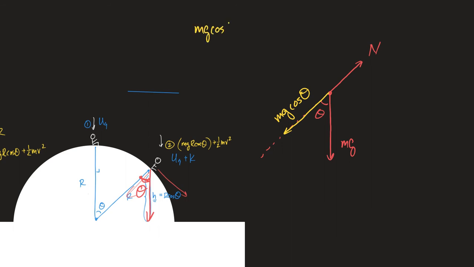Mg cosine theta minus the normal force has to equal MAC. If there's not an unbalanced force towards the center, they don't get to stay in the circle. When do they leave the circle? When they're no longer in contact with the circle, they have left the circle. Mg cosine theta has to equal mv squared over r.